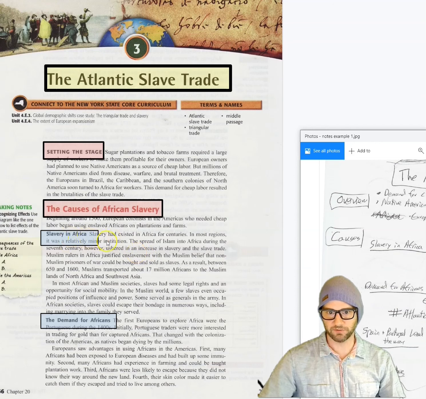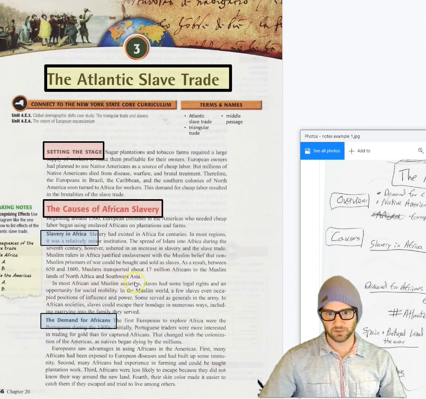So, slavery in Africa. Slavery had existed in Africa for centuries. In most regions, it was a relatively minor institution. The spread of Islam into Africa during the 7th century, however, ushered in an increase in slavery and the slave trade. Muslim rulers in Africa justified enslavement with the Muslim belief that Muslim prisoners of war could be bought and sold as slaves. As a result, between 650 and 1600, Muslims transported 17 million Africans to the Muslim lands of North Africa and Southwest Asia.